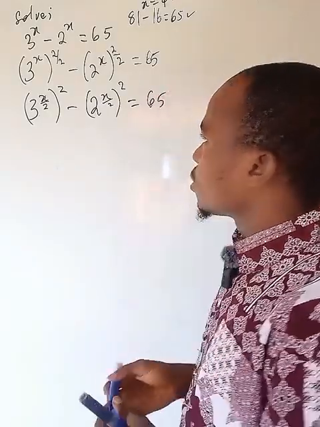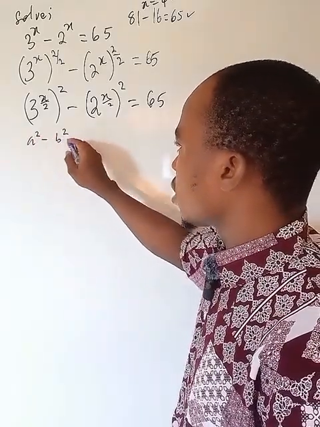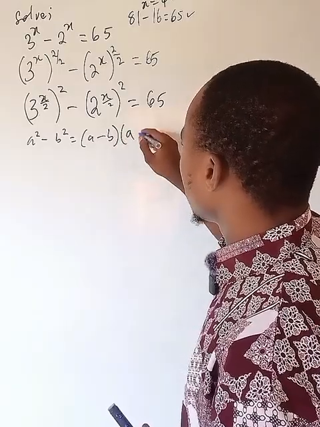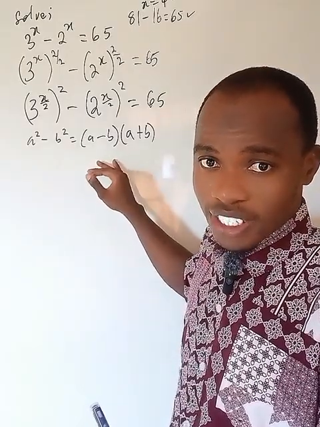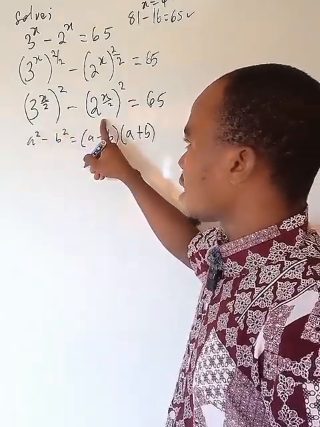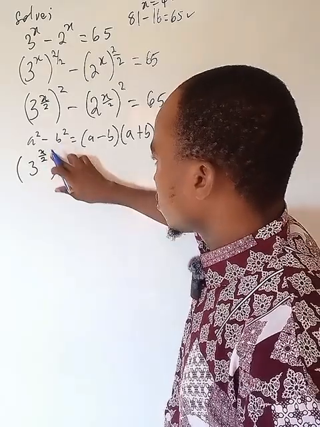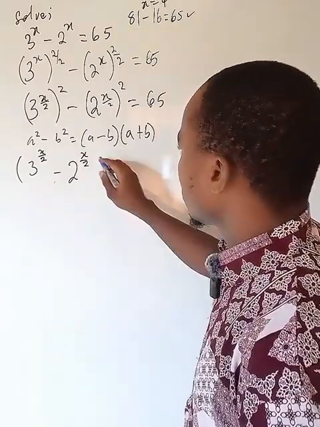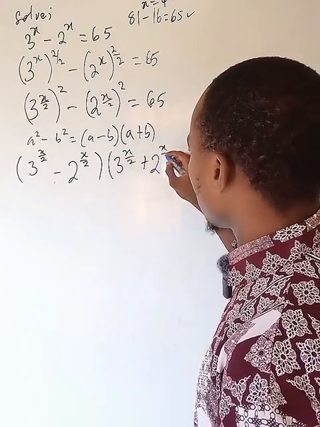So now we have 65. When you look at this, you can see this resembles what we mean by difference of two squares, so that you're going to have a minus b, then a plus b. Now I'm going to write this left hand side in this form. So this is like my a now, and this is like my b. I'm going to write it like 3 to the power of x all over 2 minus 2 to the power of x over 2. Are you with me? Then I have 3 to the power of x over 2 plus 2 to the power of x all over 2.